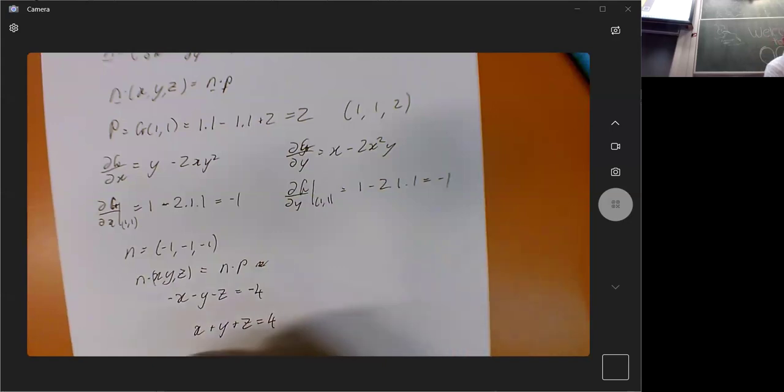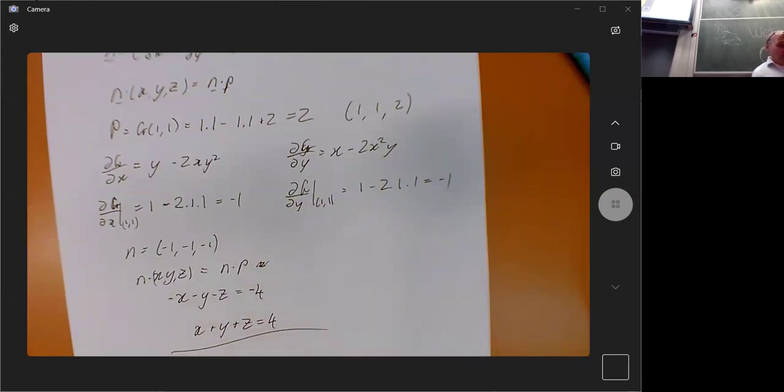That's what I do for this equation. So yes, good plan. Love the plan. Everybody happy. Okay.